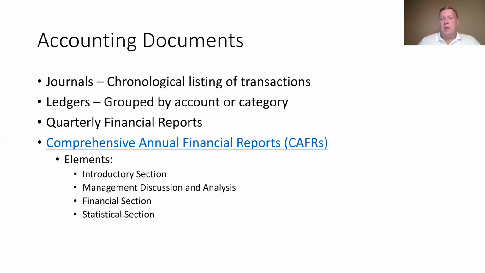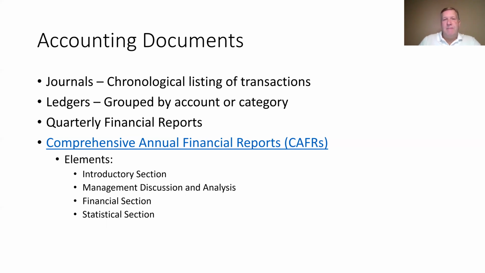CAFRs are usually very long documents. They can be 300, 400, 500 pages long, but they're usually very orderly documents that are broken up into different sections. Typically, you'll have an introductory section, you'll have a letter of transmittal, you'll have a summary section that'll probably be maybe 30 or 40 pages long.